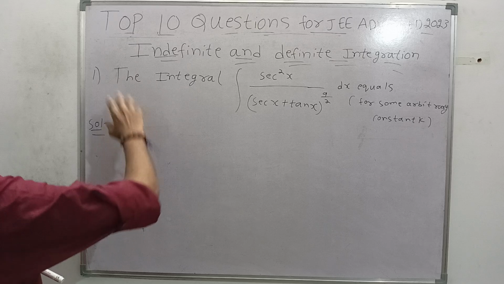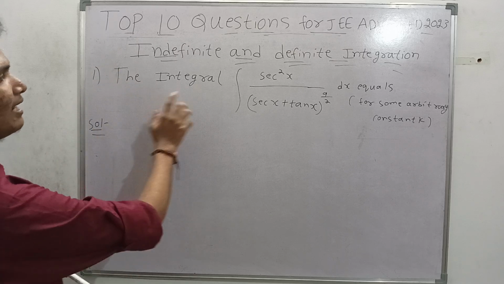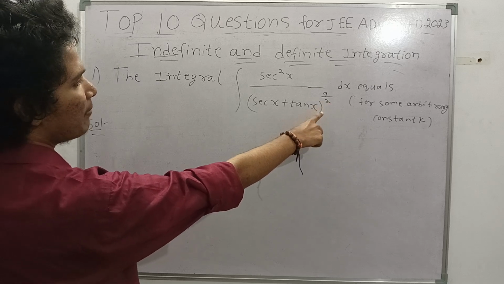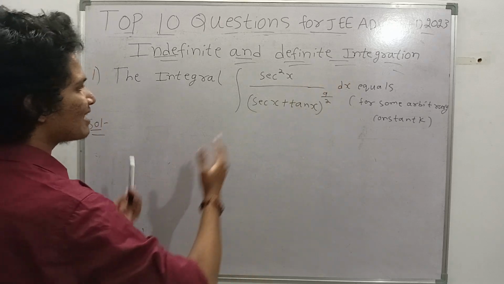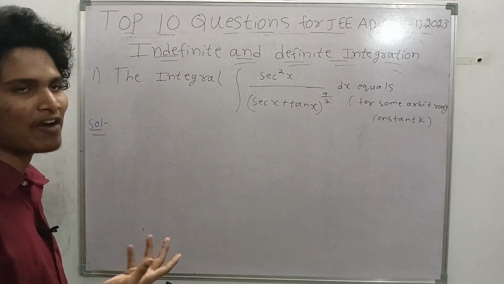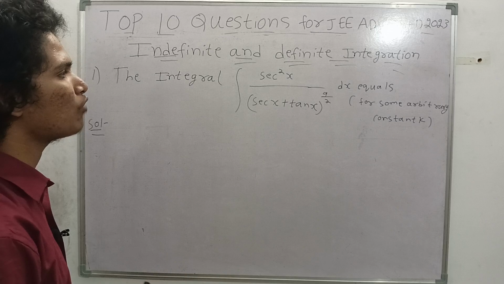This is the first question, guys. They are asking the integral of secant square x divided by (secant x plus tan x) whole power 9 by 2 dx. There are 4 options for this question, but there is no space, so we will find the answer first, then we can proceed.